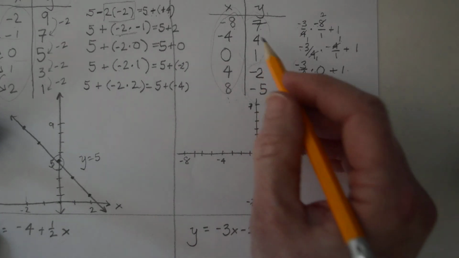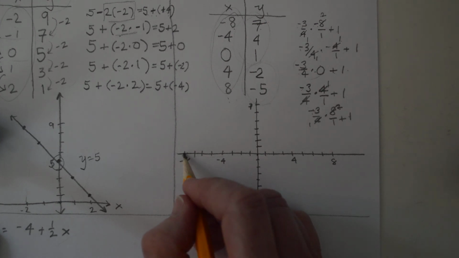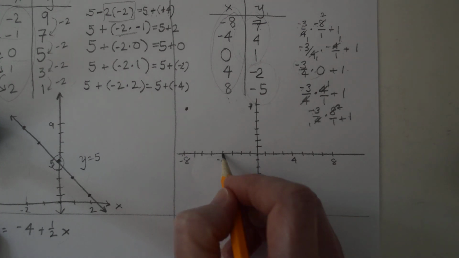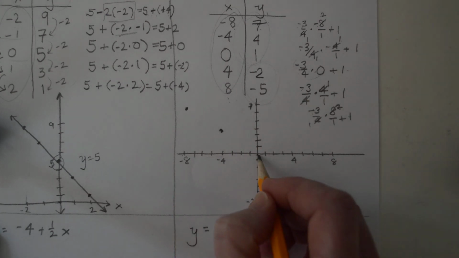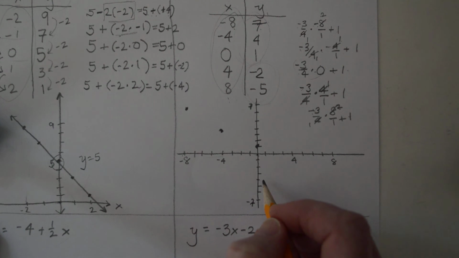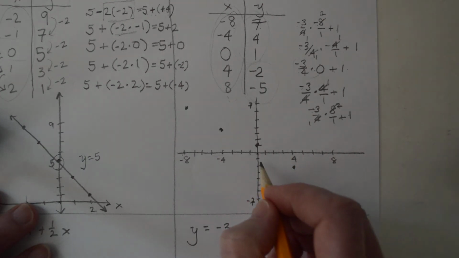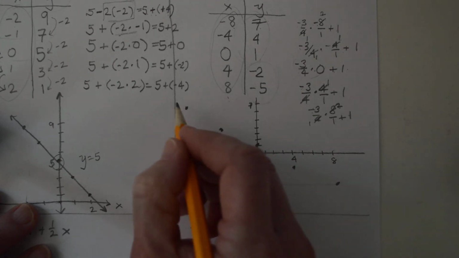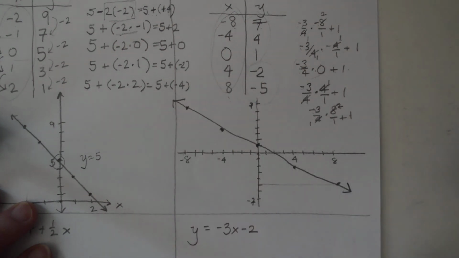Okay, let's graph. This one says, starting at the origin, we go over left to the negative 8, and then up to 7. Next we go over to negative 4 and up to 4, which is right here. Then we go over 0 and up 1. Then we go over 4 and down 2. Then we go over 8 and down 5. 1, 2, 3, 4, 5. And that is our graph.